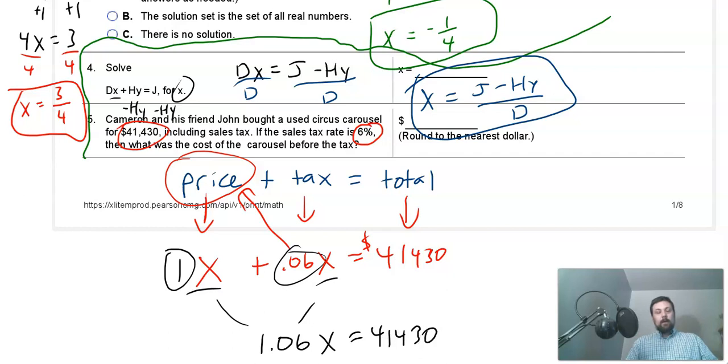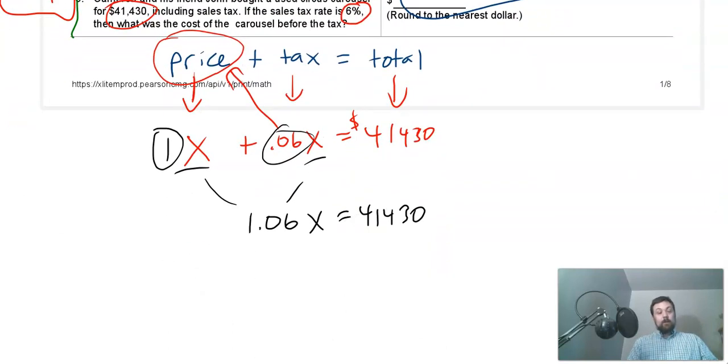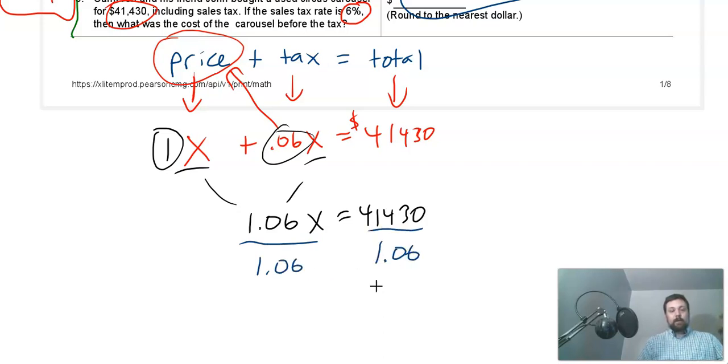And that's equal to that. And it's a very easy equation to solve. I mean, it's easy to solve, but not easy to compute. You need a calculator for this. So you'll divide by 1.06. And you don't really need a fancy calculator, just anything that'll do a simple division will work.